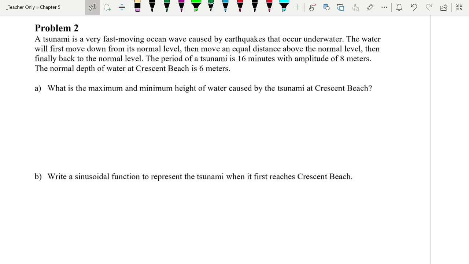More water. A tsunami is a very fast-moving ocean wave caused by earthquakes that occur underwater. The water will first move down from its normal level, then move an equal distance above the normal level, then finally back to the normal level.